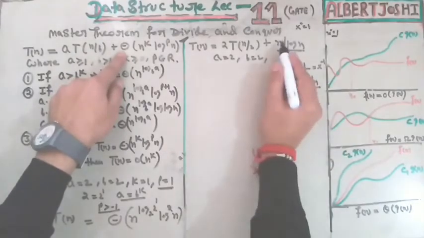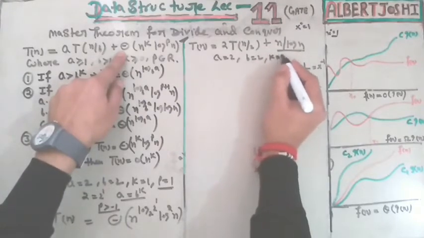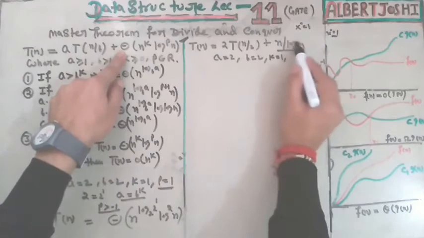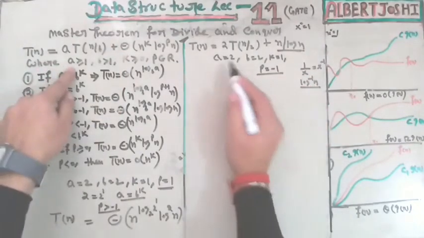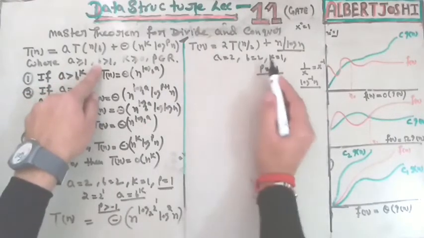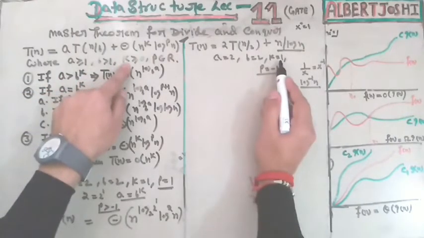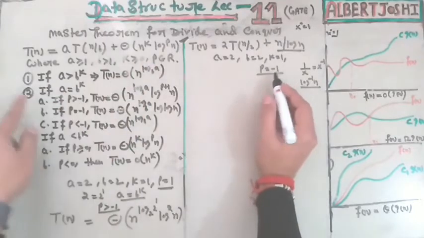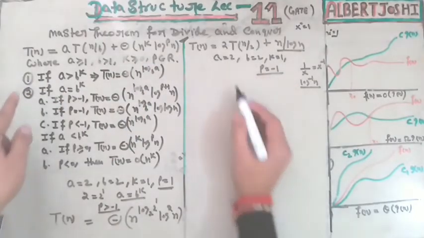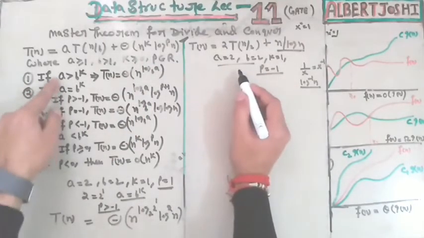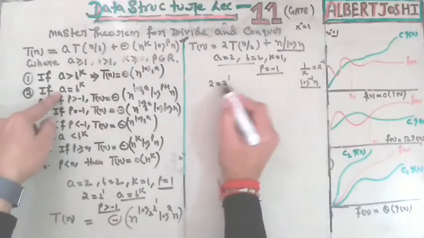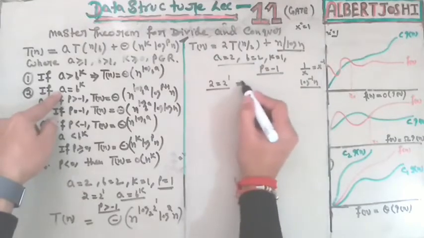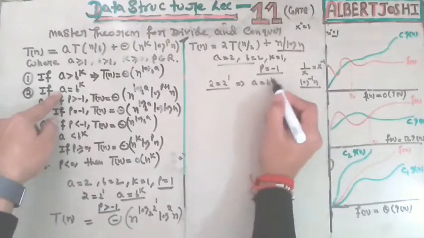Okay, in this condition n to the power k means k is 1. Okay, and this is negative. It means that p = -1. Okay, so now a > 1, yes. b > 1, yes. k >= 0, yes. And p belongs to R, yes. Now which condition is satisfying? Now you can see again we have this case, because 2 is equal to 2 to the power 1, because k is 1. It means that a = b^k.